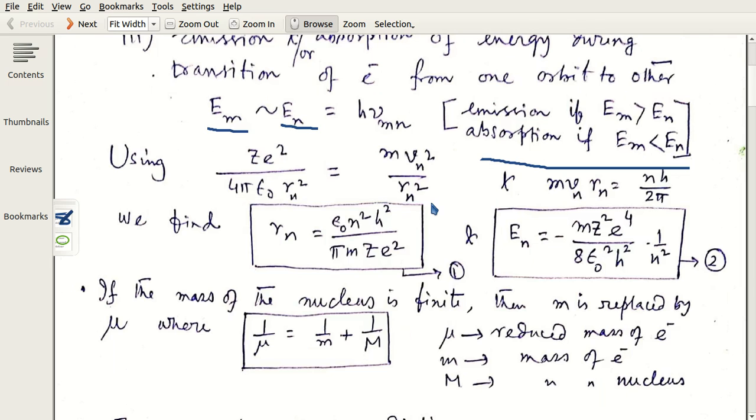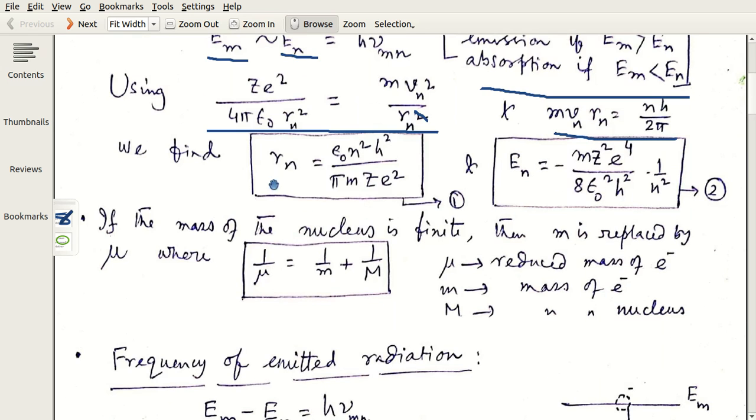Now, we all know this, and we use the force. I think it will be mv square by r, not r n square. This is wrong here. Please make a correction. There is no square. mv square by r is Z square e square by 4 pi epsilon 0 rn square. You all know that. And from the quantization relation using these things, we find that rn, the radius of the nth orbit, is this expression, and the energy of the electron in the nth orbit is this relation.